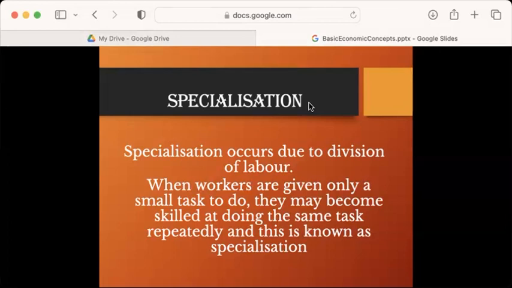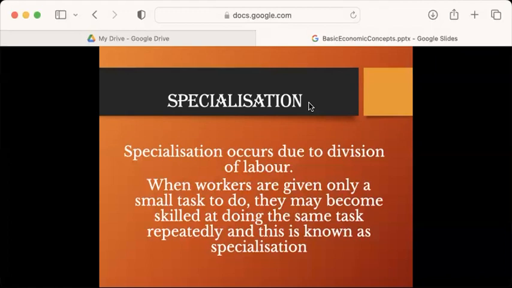Like, let's say, for example, a pediatrician doctor who is specialized in only child care or only treating children, rather than diversifying into every different aspect of medicine. An economics teacher. So those are what we call specialization by individuals. But then we may also have other types of specialization. We say specialization by firms.